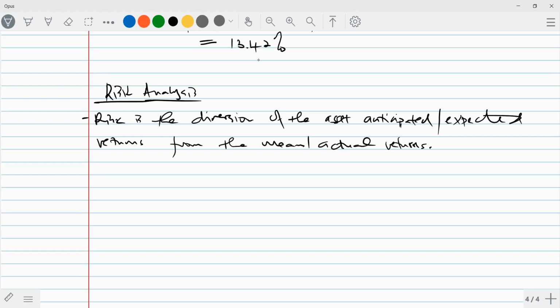That's simply referred to as the risk, the deviation of the asset's returns that were expected, from the mean or from the actual return they'll be receiving. That is what we refer to as the risk, the deviation of the returns from what they were expecting, from the mean or from the actual returns. This is what we simply imply by the risk.